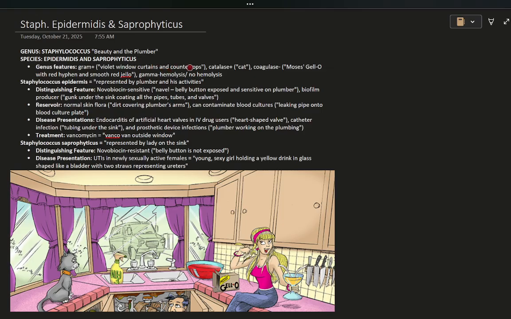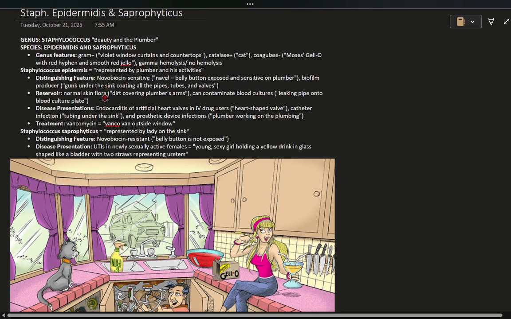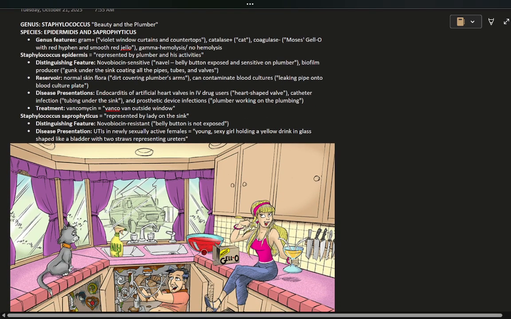Think about how they're catalase positive by the presence of the cat over here, and then they're coagulase negative because it is represented by Moses's jello with red hyphen and smooth red jello. So right over here, and you can also see the smooth red jello. And then you have your gamma hemolysis. These two species are characteristic of being involved in gamma hemolysis, or no hemolysis.